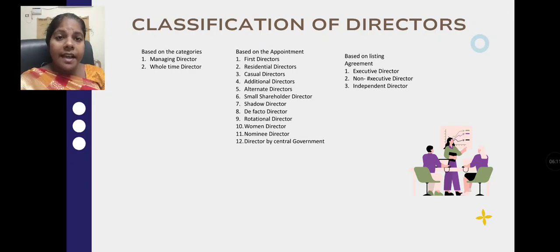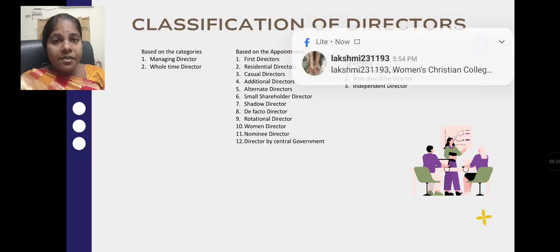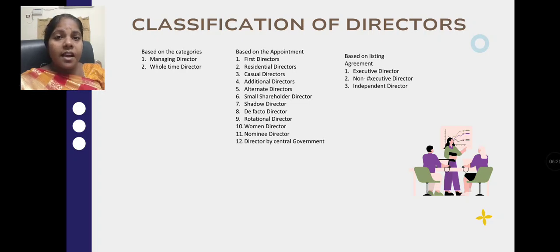Next you have shadow director and de facto director. Both these directors, either shadow or de facto, are not appointed officially. But the shadow director has power to manage the affairs of the company. He gives professional advice, and that is why he is called a shadow director. And with the de facto director, the outside world knows that this person is a director, but he is not officially appointed, de facto.